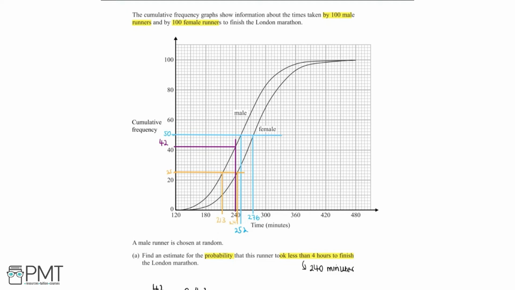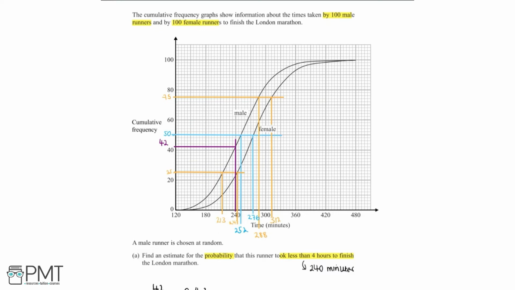Finally, we can find the upper quartile for both the male runners and the female runners. The upper quartile will be found at the point where the cumulative frequency is equal to 75. Now 75 is located over here. In the same way that we did the median and the lower quartile, we can draw a horizontal line at this point. Drawing the two vertical lines downwards, we can identify that the upper quartile for the male runners is equal to 288, and the upper quartile for the female runners is equal to 312.